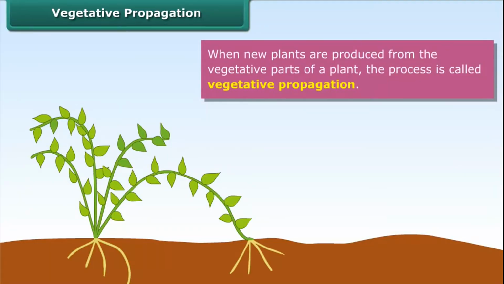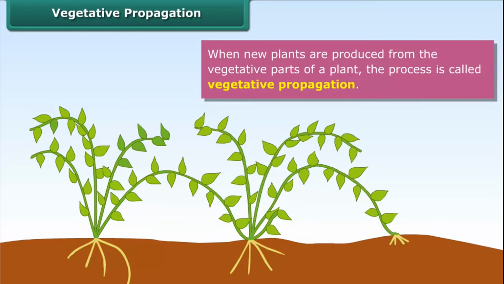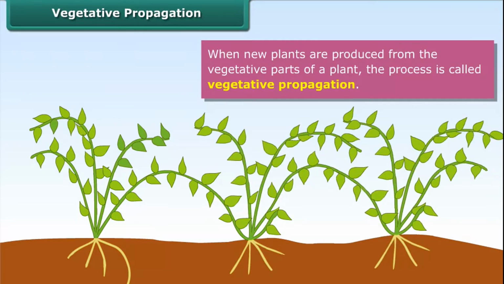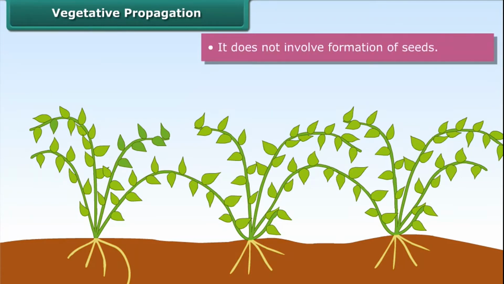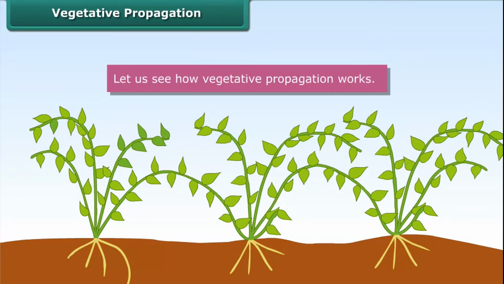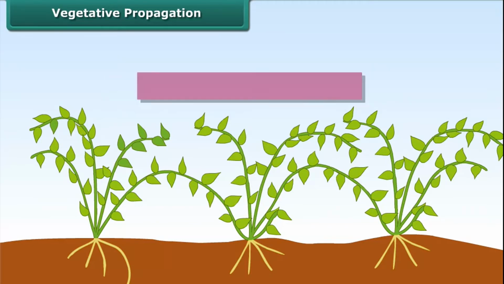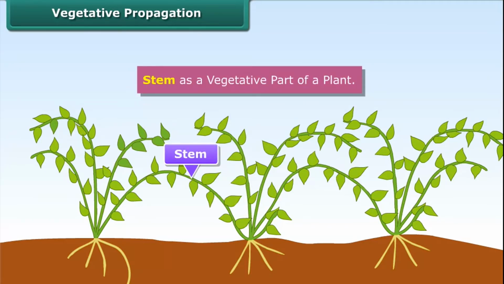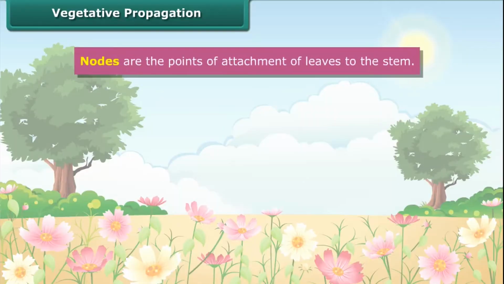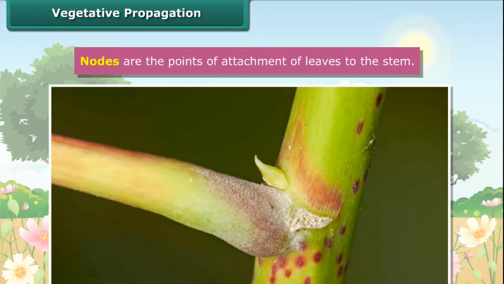When new plants are produced from the vegetative parts of a plant, the process is called vegetative propagation. It does not involve formation of seeds. Let us see how vegetative propagation works. Stem as a vegetative part of a plant. Have you ever seen buds at the nodes of the stem? These buds are called axillary buds. These buds do not produce flowers, rather they give rise to new branches.